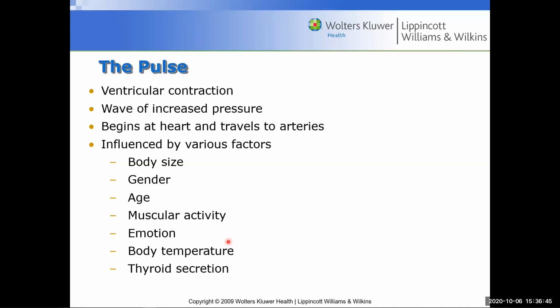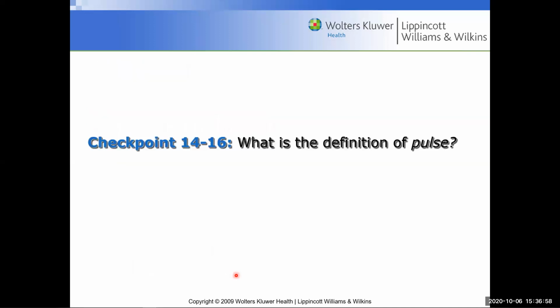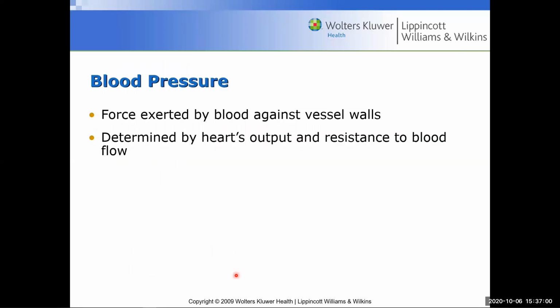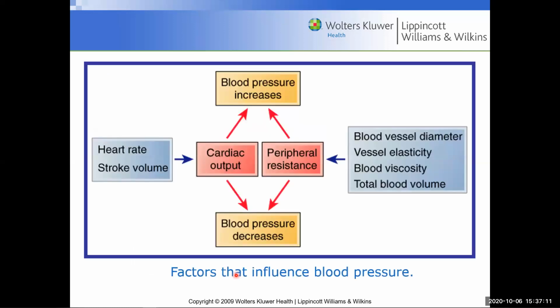So therefore, your pulse rate tends to go up when you are in an environment which is hot. And of course, thyroid secretion increases metabolism, and by extension, it will also increase your pulse rate. All right, so blood pressure. This is the force exerted by blood against vessel walls, and it is determined by the heart's output and resistance to blood flow. So very importantly here, we are seeing the homeostatic mechanism that regulates blood flow.